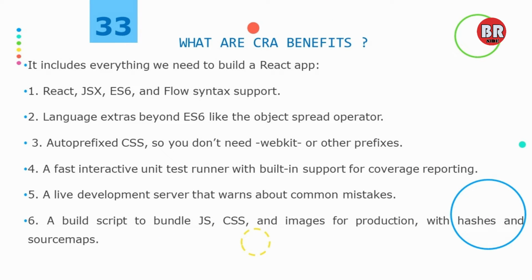What are CRA benefits? It includes everything we need to build a React app: React, JSX, ES6, and Flow syntax support. Language extras beyond ES6 like the object spread operator. Auto-prefixed CSS, so you don't need WebKit or other prefixes.